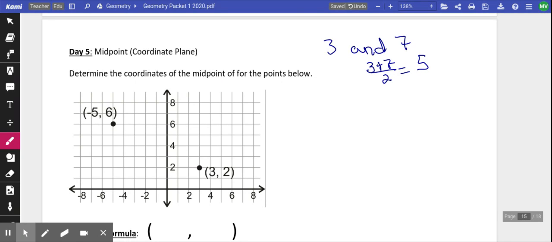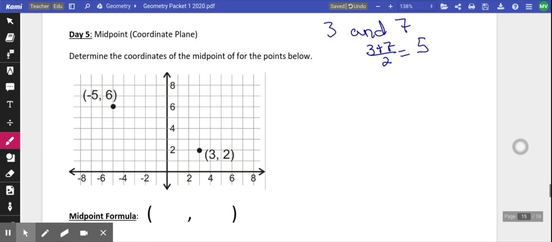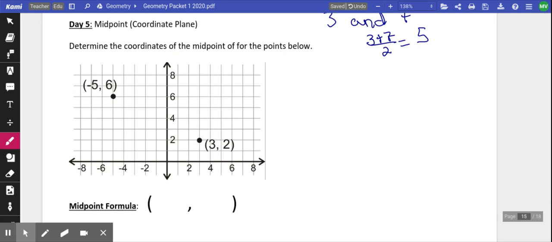That's exactly what we're going to do when we're talking about the midpoint on the coordinate plane, except we need to find the middle vertically and horizontally. So if we're thinking about it horizontally, between these 2 points, we're looking for the middle here. So the middle between 3 and negative 5. How we would find it is we add those two together. So 3 plus negative 5 gives us negative 2. And then we divide by 2. So it's negative 1. So the middle is right here.